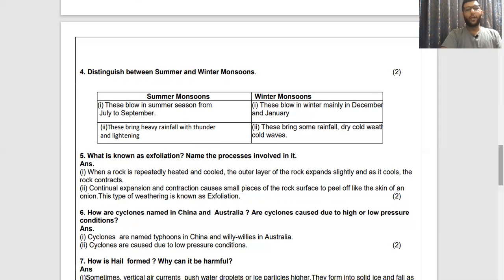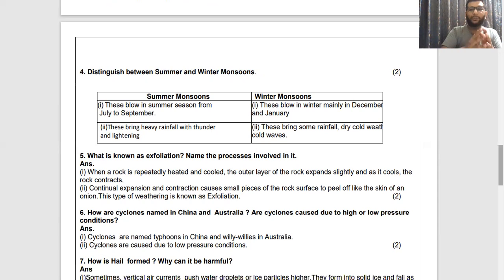Let's come to the next one. What is known as exfoliation? Name the processes involved in it. The first one: when a rock is repeatedly heated and cooled, the outer layer of the rock expands due to high temperatures and contracts due to cool temperatures. This makes the rock expand during the daytime and contract during the nighttime as well. So continuous expansion and contraction is taking place.